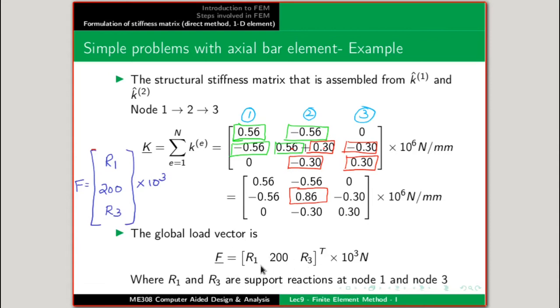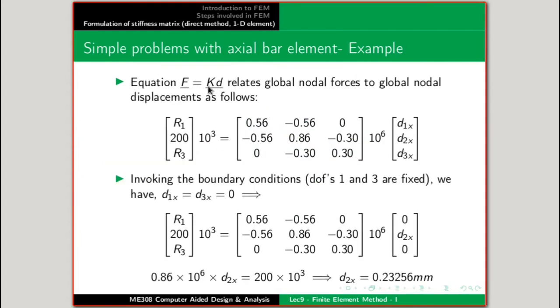It is also written here, but for space constraint it is written as a row vector, where R1 and R3 are the support reactions at node 1 and node 3. The equation is F equal to KD. So we have our global force vector F, then the global stiffness matrix K, then this is our global displacement vector d1x, d2x and d3x. After assembling the equations, we have to apply the boundary conditions.